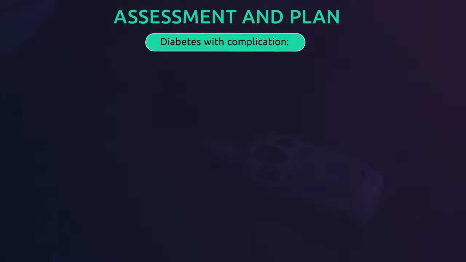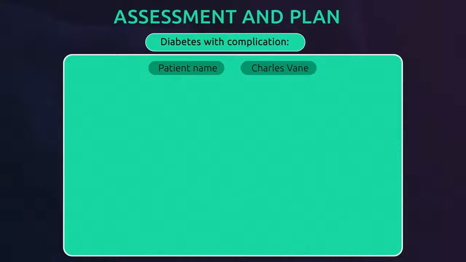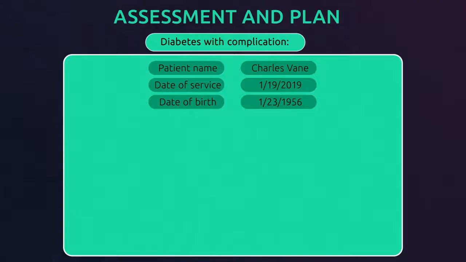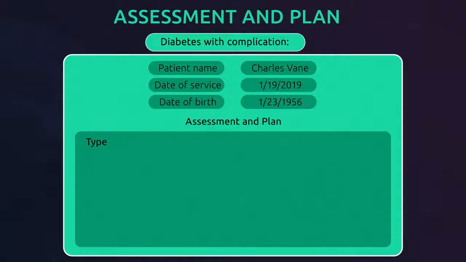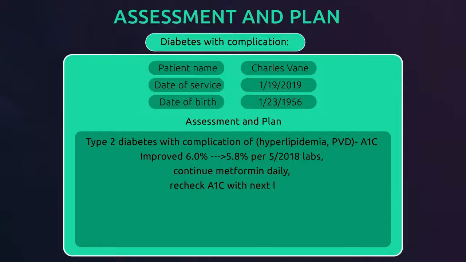For diabetes with complication, the report should look something like this. Patient name, Charles Vane. Date of service, January 19, 2019. Date of birth, January 23, 1956. Assessment and plan. Type 2 diabetes with complication of hyperlipidemia and PVD. A1C improved 6.0% to 5.8% per May 2018 labs. Continue metformin daily. Recheck A1C with next labs.